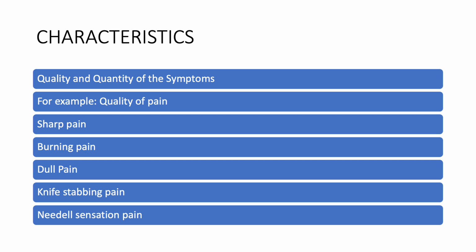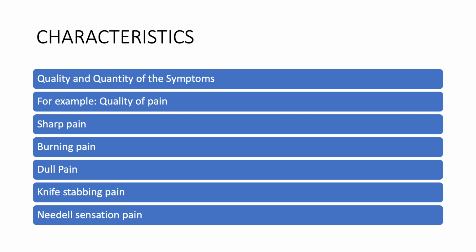Continuing on that, when we're talking about characteristic, we're talking about quality and quantity. For example, we talk about the quality of pain. What does it mean? Is it a sharp pain? Is it a burning pain? Is it a dull pain? Is it like a knife stabbing pain? Is it a needle sensation pain? This is quality. What kind of quality does this pain have?